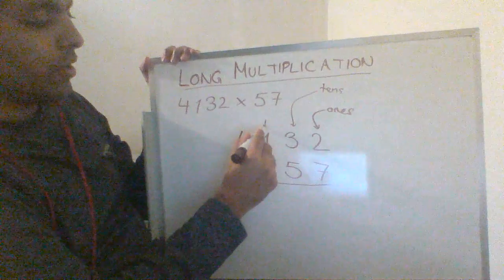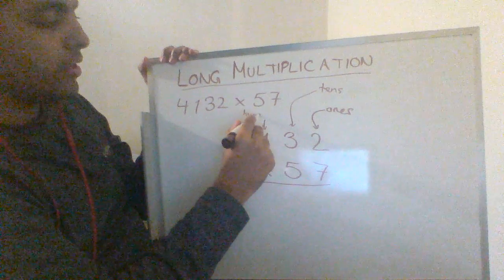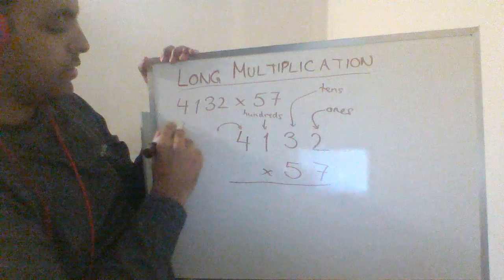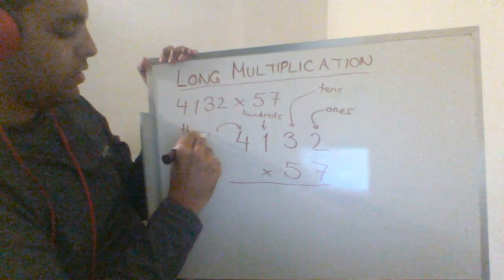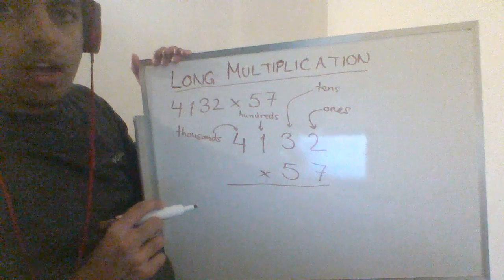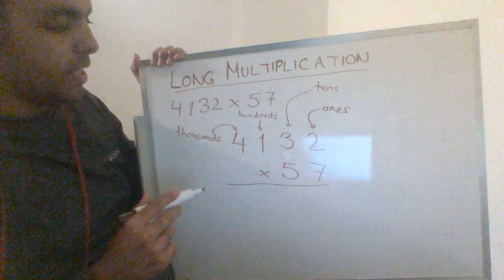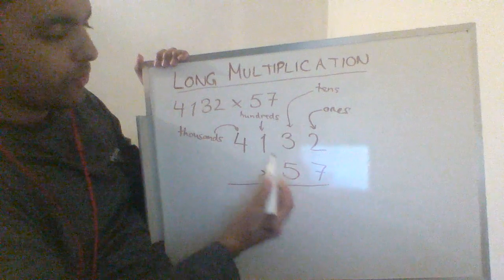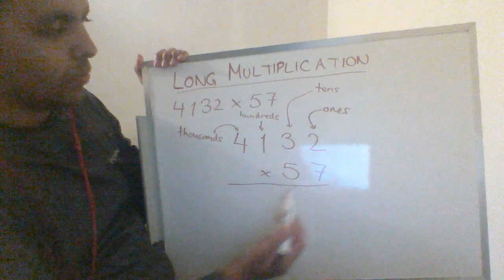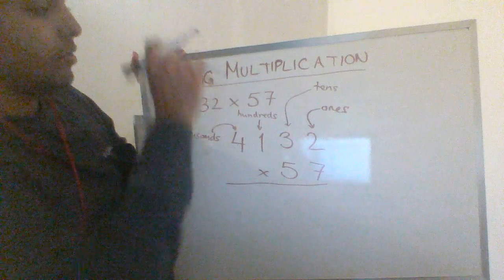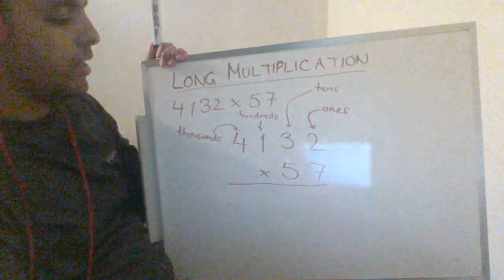And similarly over here we have the hundreds, and over here we have the thousands. So we want all of those things to be lining up as best as we can. So we're going to line up these tens and ones because we don't have any hundreds or thousands to worry about in this particular question.